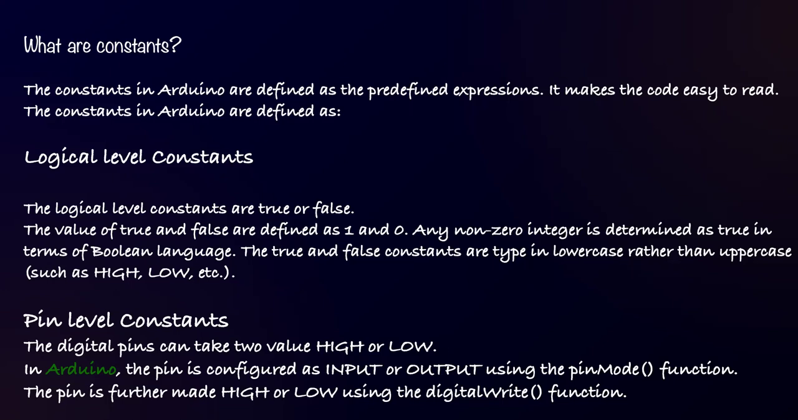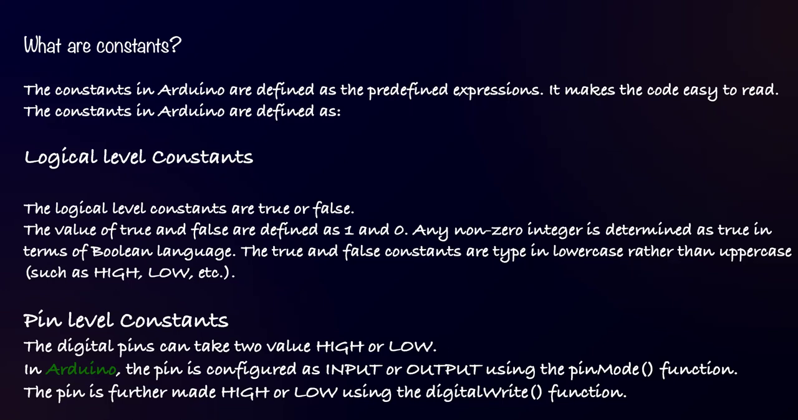In Arduino, the pin is configured as input or output. Now, this I don't need to explain again because I have explained it a lot of times. This is the common thing in every code. Each and every program has that declaration. The pin is configured as input or output using the pinMode function. Now the pin is further made high or low using the digitalWrite function.